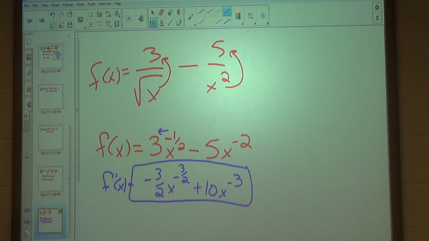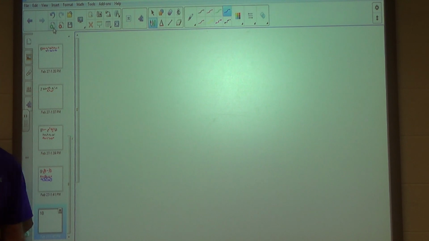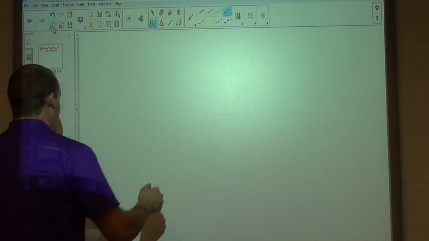Alright, let's do 2 long ones. And we're gonna do a fraction one and we'll do a square root one, because I think those are the harder of the 3. So let's do a fraction here.